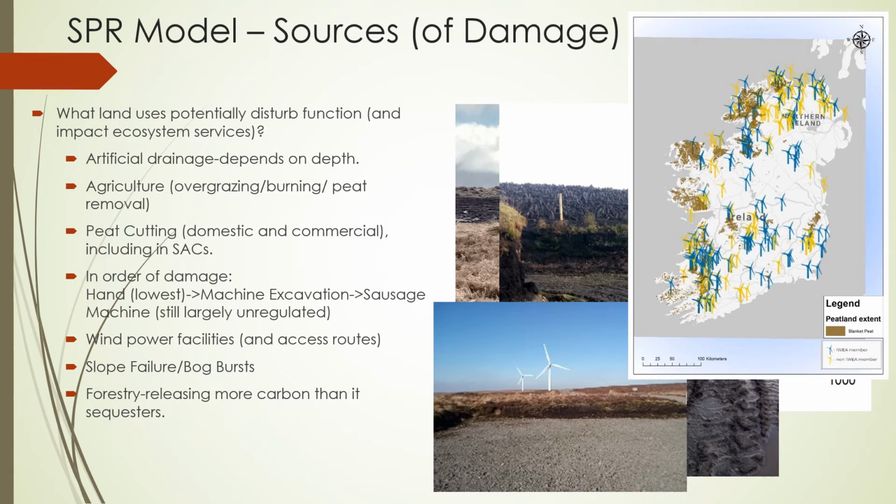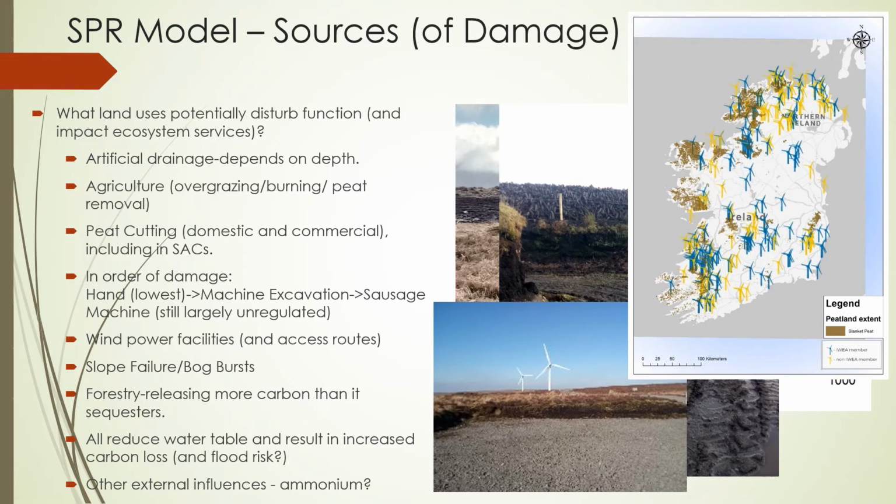So where does hydrology come into all of this? Well, in actual fact it's really quite a key influence in the whole degradation process, because in all of these cases what we're doing is reducing the water table, and that can affect things like carbon loss and potentially impact flood risk. And then there are also some external drivers as well. For example, we may have additional ammonia released to water courses because of the degradation of peat.